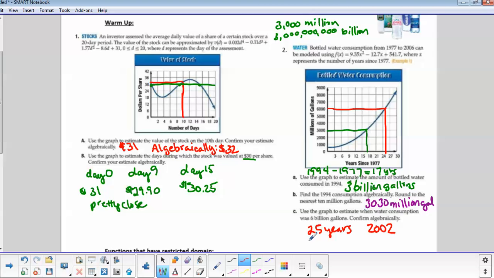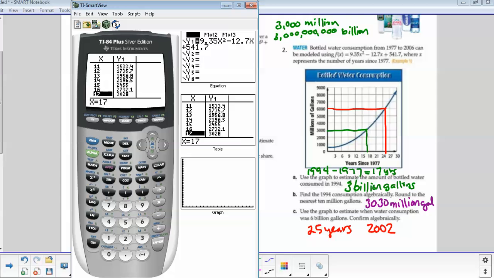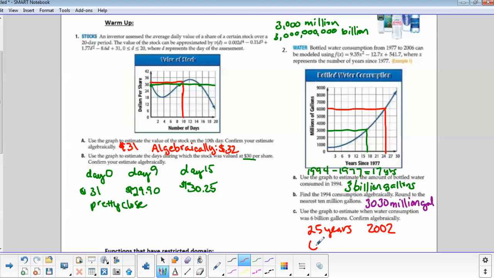And to confirm that algebraically, I'm going to look at 25 years on the calculator. So after 25 years, it looks like 6,068 million gallons. So 6.068 billion. 6.068 billion, so that's pretty close. It's a good estimate we made.